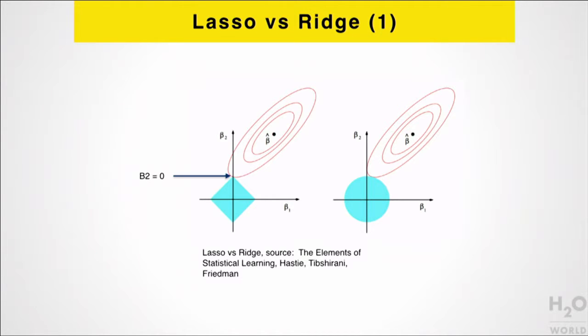And you can see that because on the left it's a diamond, we are far more likely to hit a point where one of the coefficients is 0. On the right-hand side, it's a circle, so not really. You see, we got both non-zeros in this case, while beta 2 would be 0.